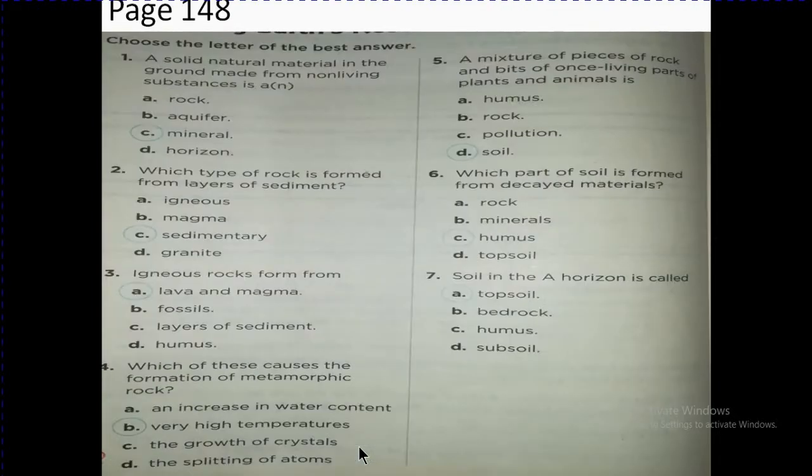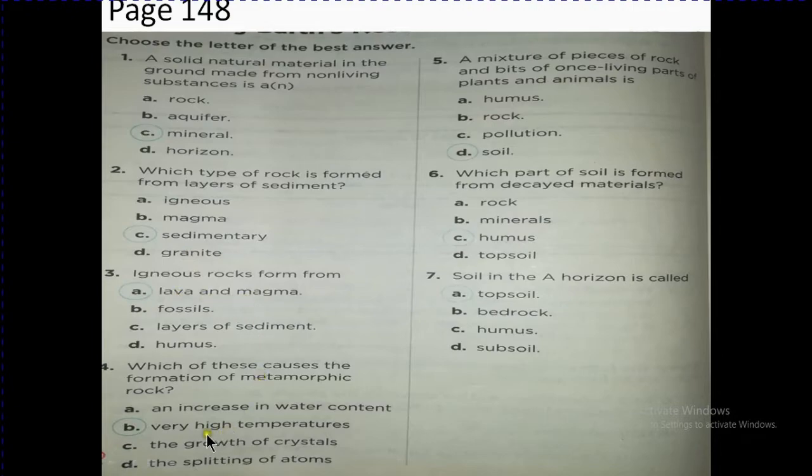So then we go to the next page, number 148. Circle or choose the best letter from the MCQs, multiple choices. The best option you can choose here in number 1 is C, that's mineral. Then number 2, the correct one is sedimentary. After that, number 3 is lava and magma.